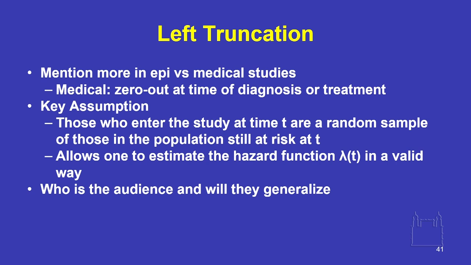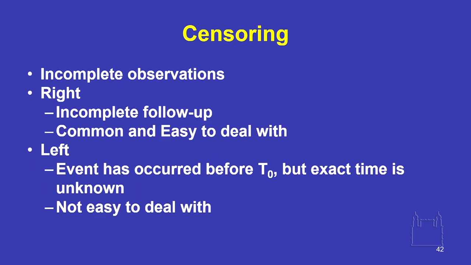This idea is that you want to be able to actually estimate that hazard function in a valid way. So can you really generalize? Censoring, again, is incomplete observations. To the right, it's easy to follow up with.